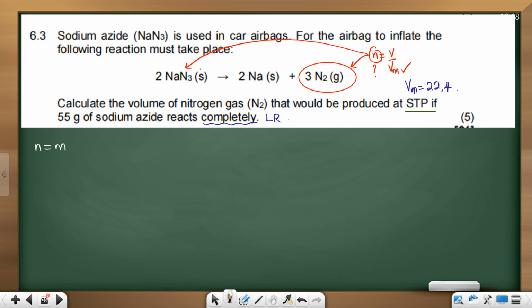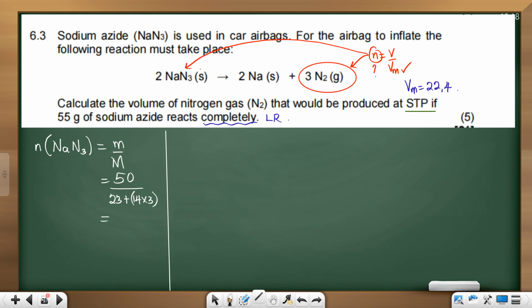Number of moles is mass over molar mass. Mass over, what is the mass? 50. What is the molar mass? 23. Nitrogen is what? 14 times 3. Please give me an answer as quickly as possible. Please don't use the 2. That's not where we use the 2. A lot of people always confuse that 2. 0.7692 moles. Lovely.